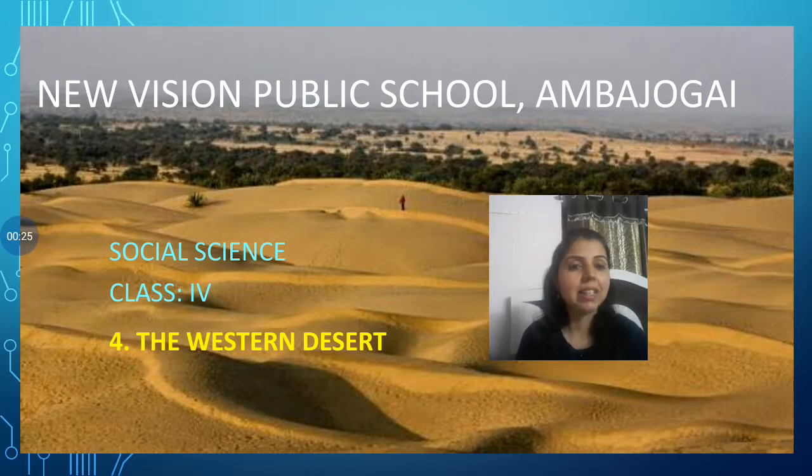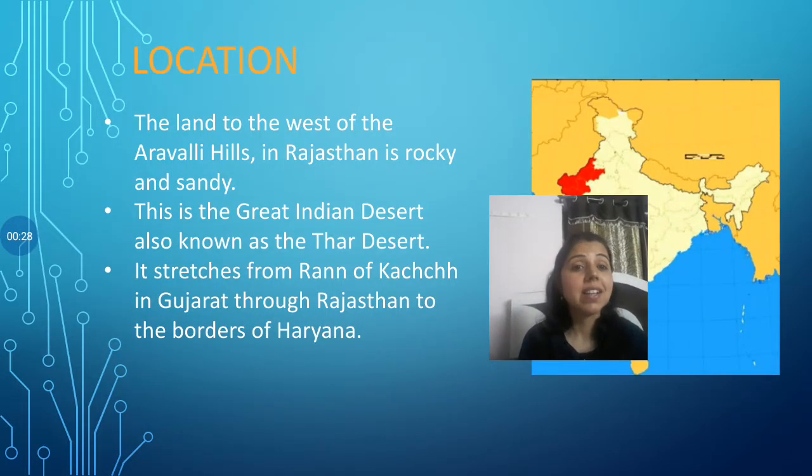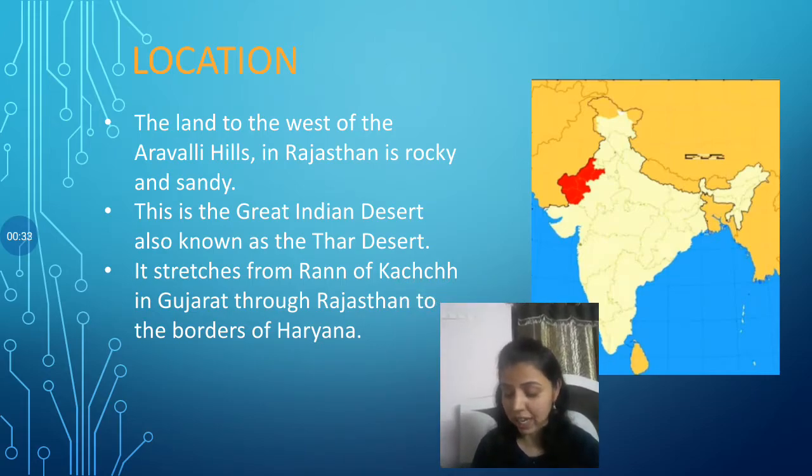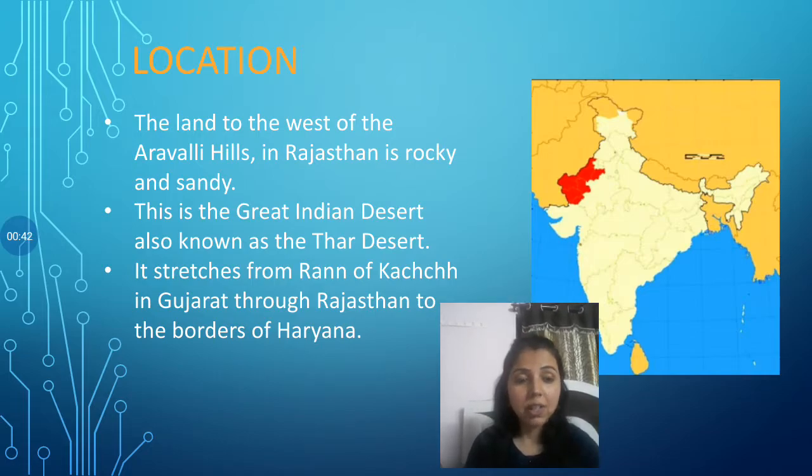Before starting the lesson, we must know what is a desert. A desert is a large area covered with sand that is very hot and has very little water and very few plants on it. This type of area is called a desert. The desert in India is called the Western Desert because it lies towards the west side of India. The land towards the west of the Aravalli Hills in Rajasthan is rocky and sandy.